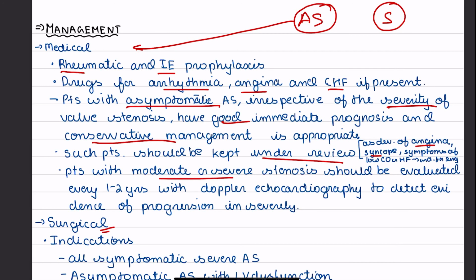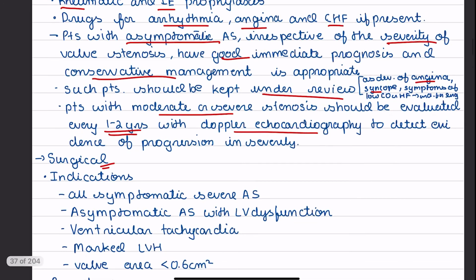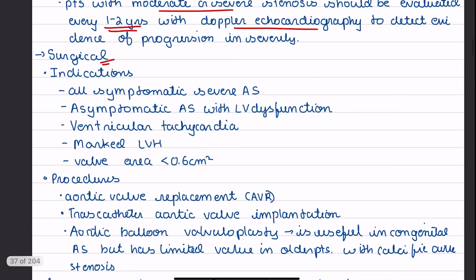If they have moderate or severe stenosis and they are asymptomatic, then what should we do? We should evaluate them every 1 to 2 years with Doppler echocardiography. So that is the medical management. Going over it again, first we give prophylaxis for rheumatic and infective endocarditis, and drugs for arrhythmia, angina, and chronic heart failure. For asymptomatic patients, irrespective of the amount of valve stenosis, we give conservative management because the prognosis is good. But we should keep them under review and evaluate them with echo every 1 to 2 years for progression of severity.